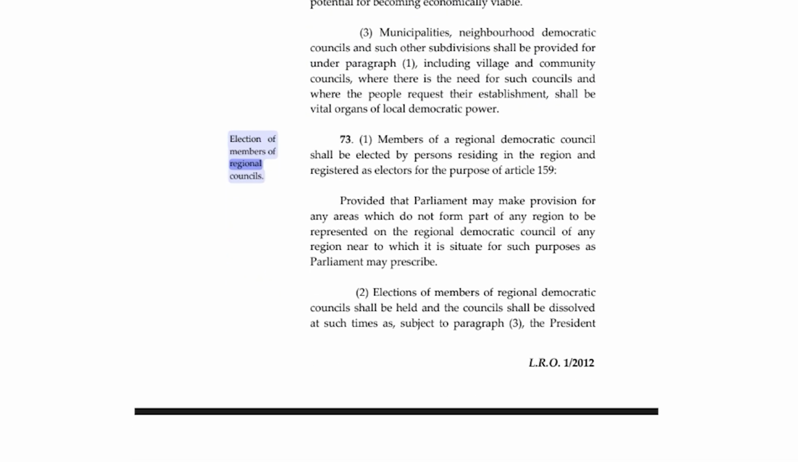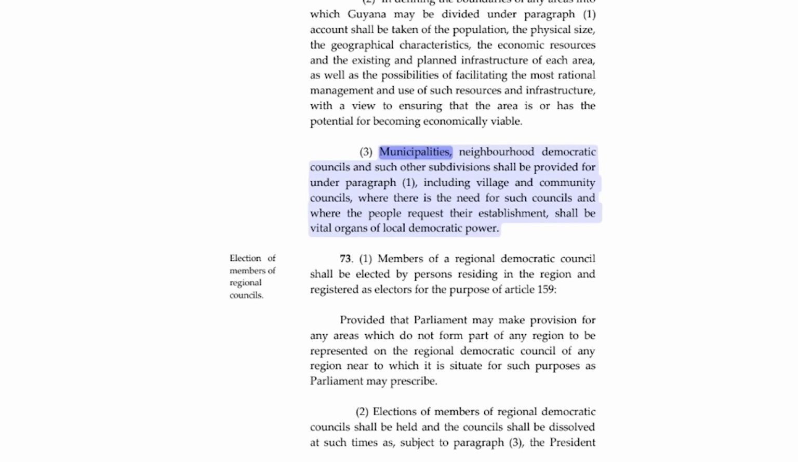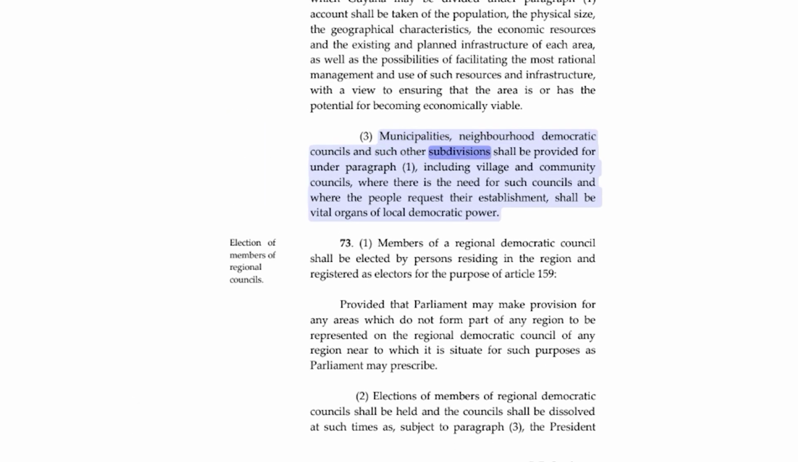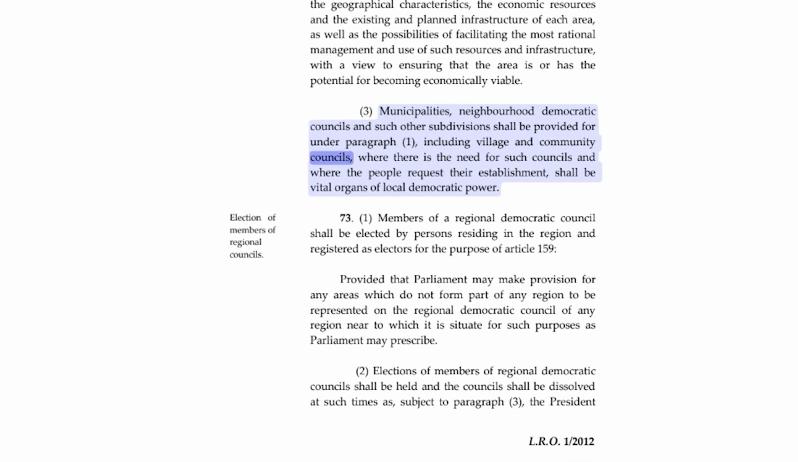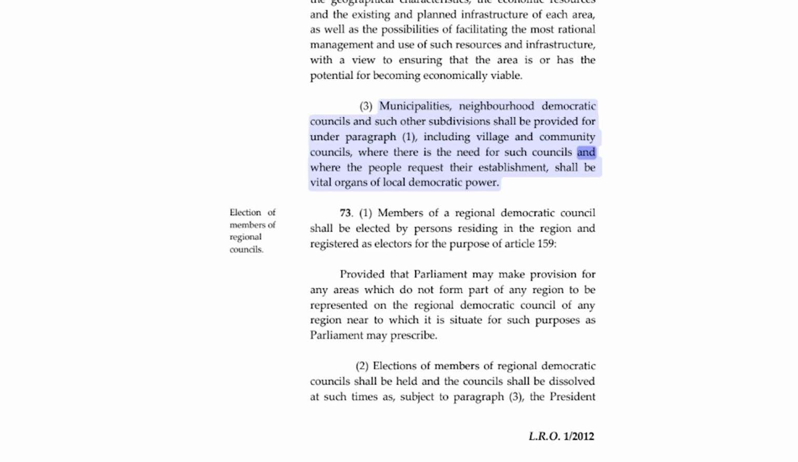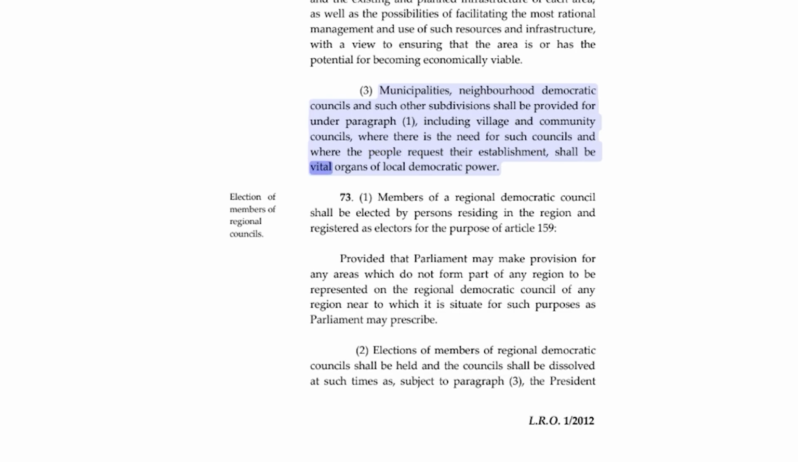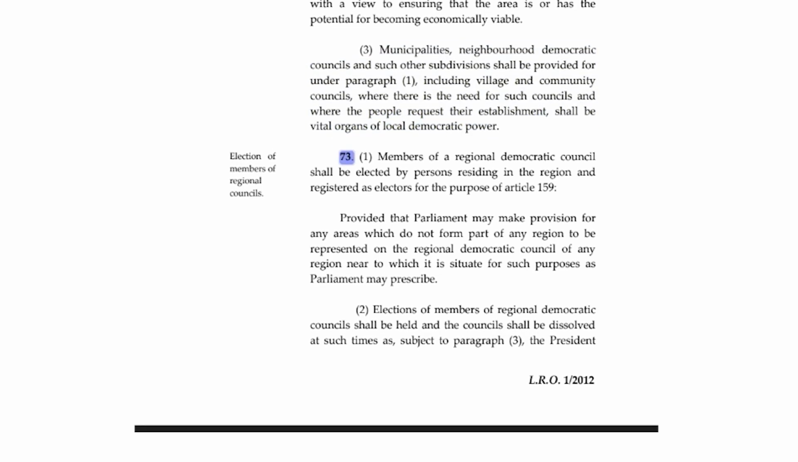Election of members of regional councils. 3. Municipalities, neighborhood democratic councils and such other subdivisions as shall be provided for under paragraph 1, including village and community councils, where there is the need for such councils, and where the people request their establishment, shall be vital organs of local democratic power. 73.